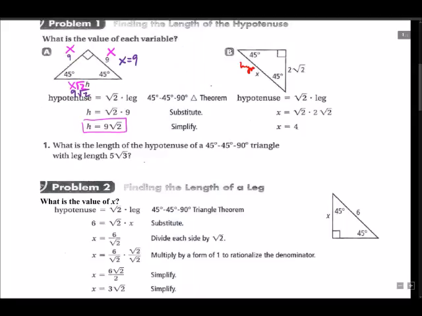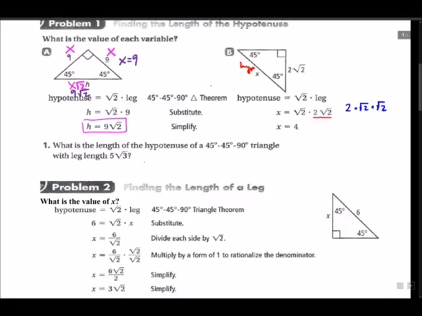Hypotenuse equals the square root of 2 times the length of the leg. And we simply substitute in. Hypotenuse is x. That's what we're looking for. And the length of the leg is 2 square root 2. So we now have 2 times the square root of 2 times the square root of 2.